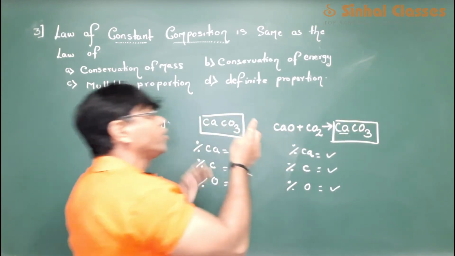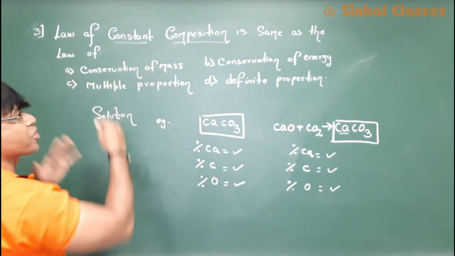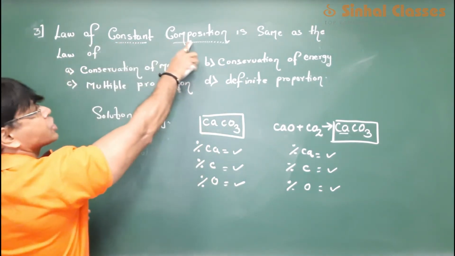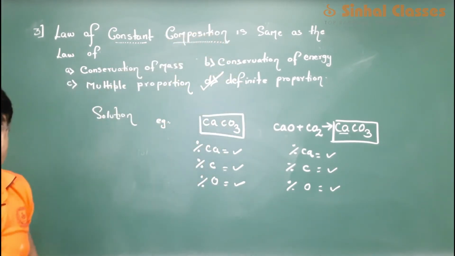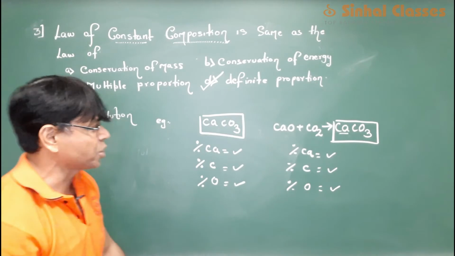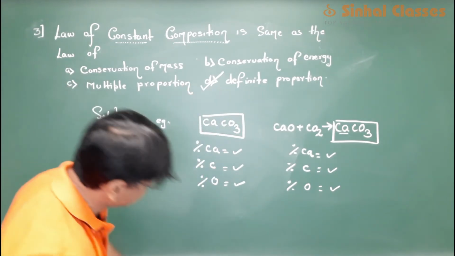The same compound will have the same definite proportion. So your answer for this question will be: the law of constant composition is the same as definite proportion. Definite proportion. So easy it is. Now we go for the next question.